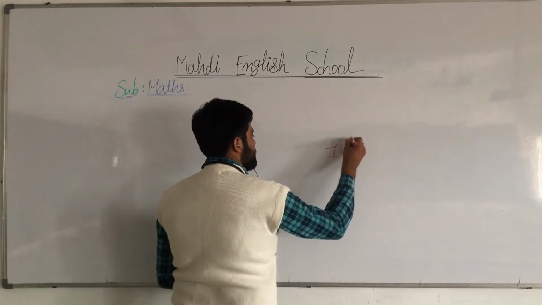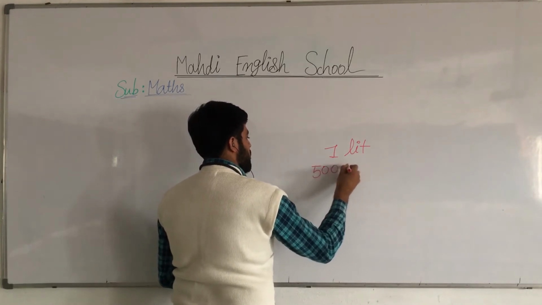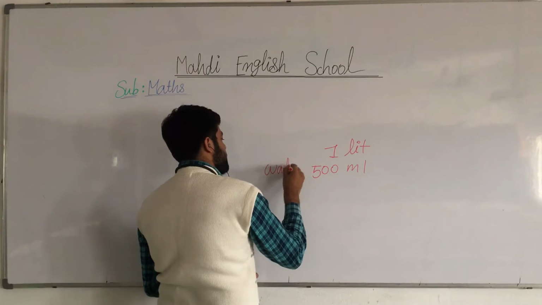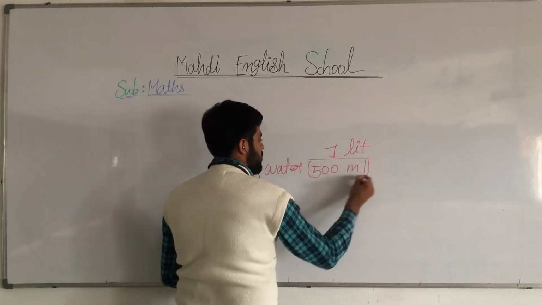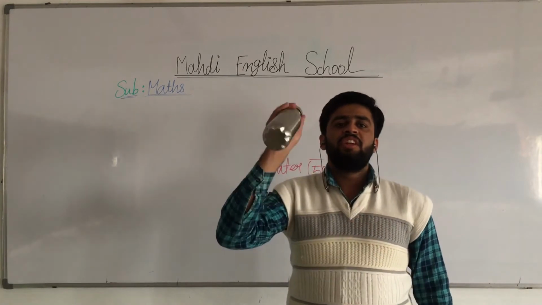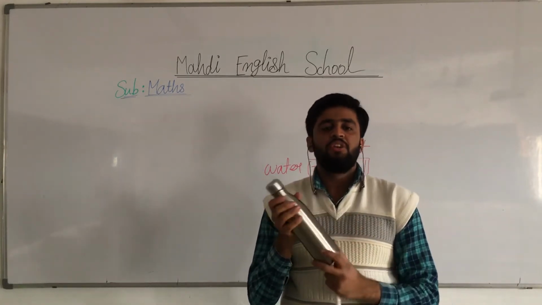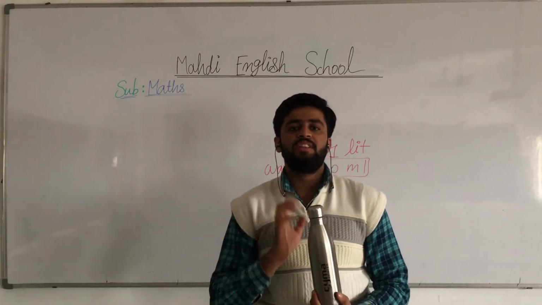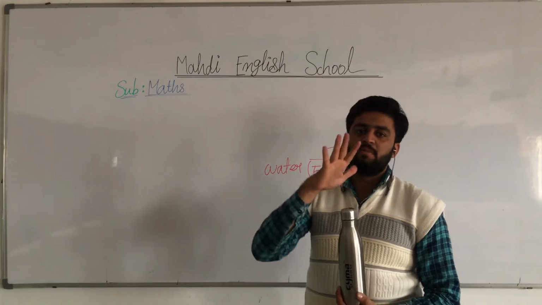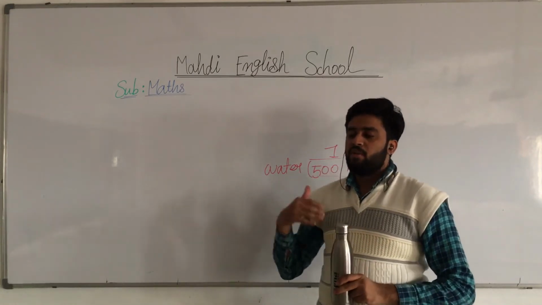For example, they are mentioned there: 1 liter, 500 ml water. They are all mentioned on the box, 500 ml. But on this bottle you see no information, not on the surface, downside or this side. So how do we know how much water is filled in this bottle? Today we are going to learn all these things.